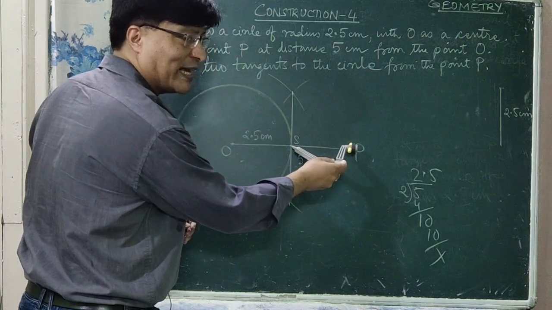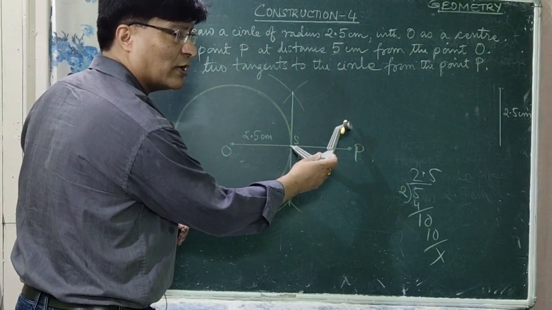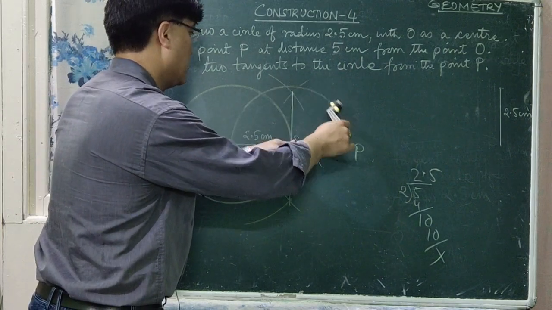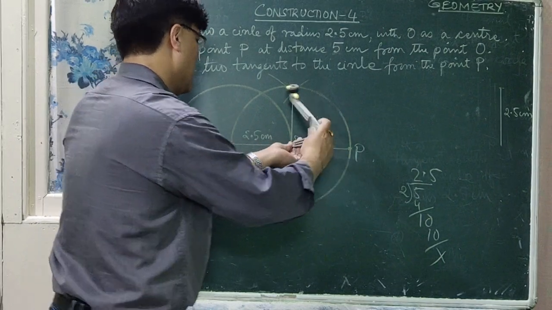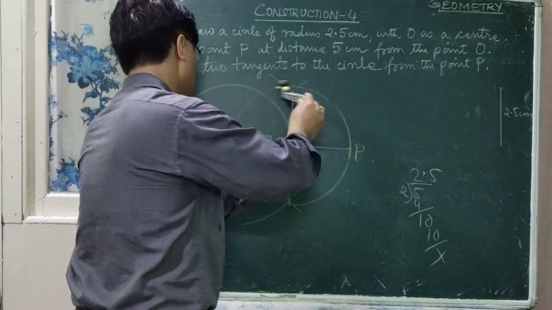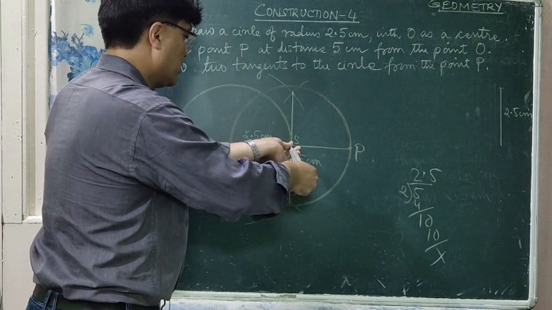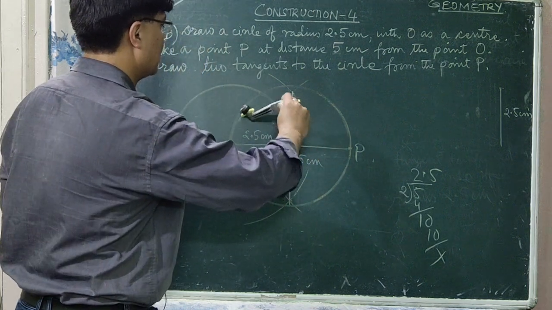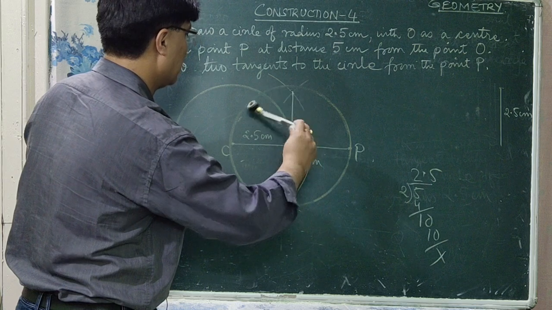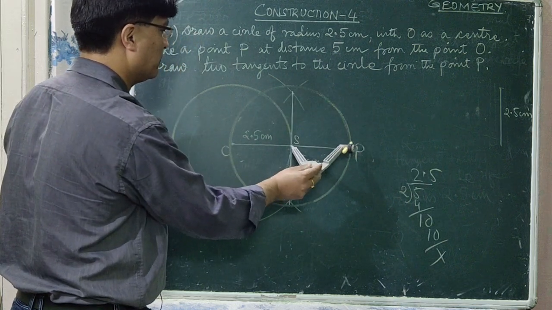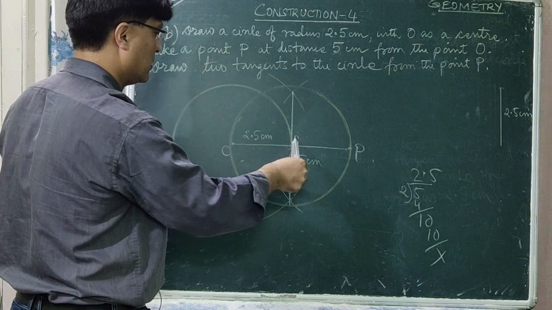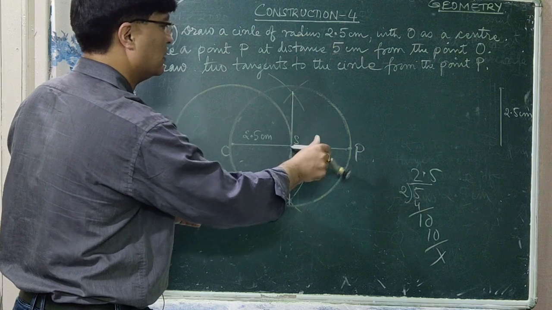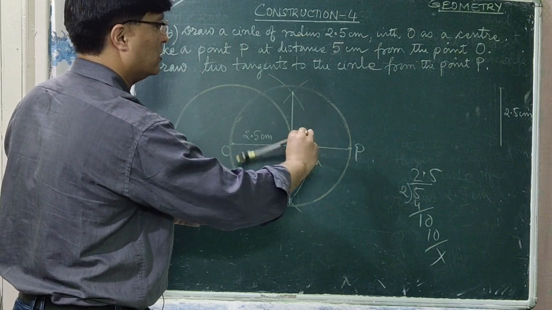Now, taking S as the center and SP as the radius. Since you have to draw two tangents to the given circle, you draw a full circle, not the semicircle, but full circle. Okay? Draw the full circle here. So we have drawn the full circle out here. Taking S as the center, draw a full circle. You know how to draw a circle here, right? A full circle is drawn here. Is that clear?